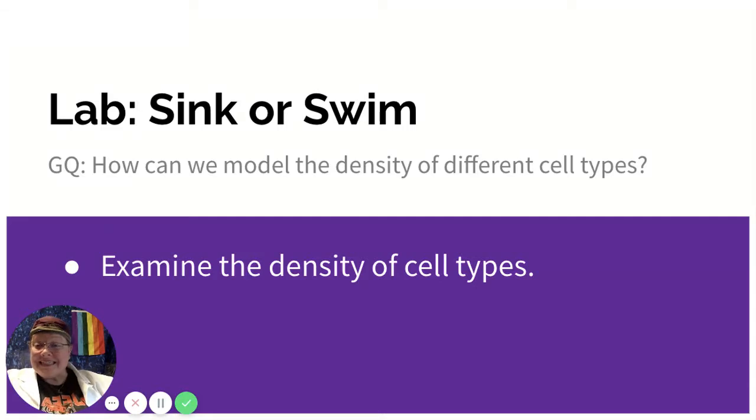Hey everybody, it's lab day. We're going to do lab sink or swim, muscle versus fat. The key concepts we're looking at here are density, so how compact things are, body composition, all of the stuff that makes a human being, and then muscle versus fat. Let's get started.